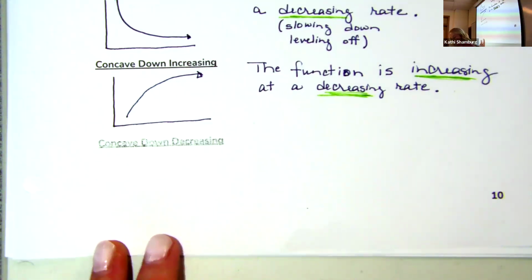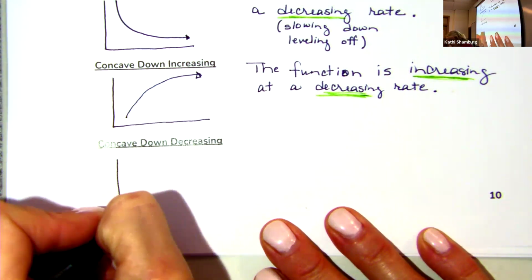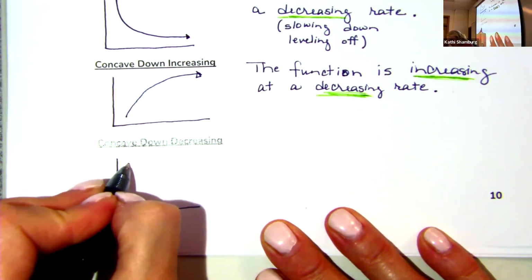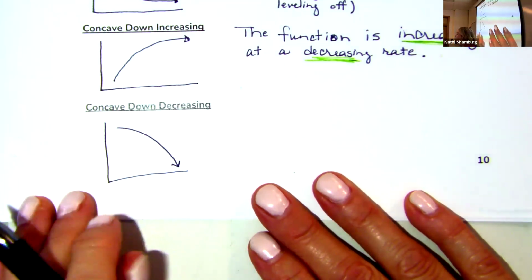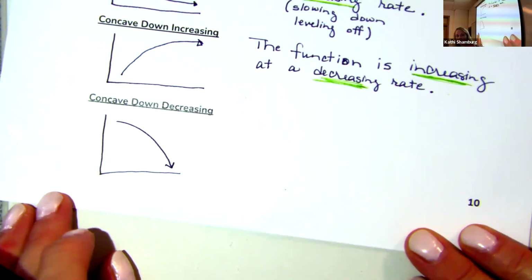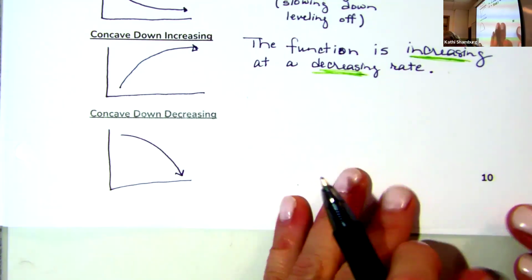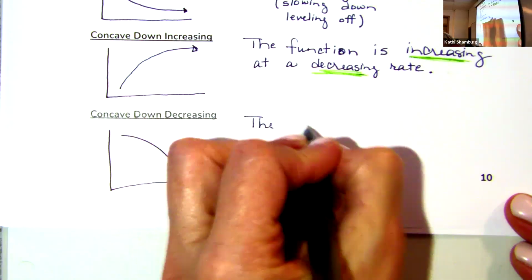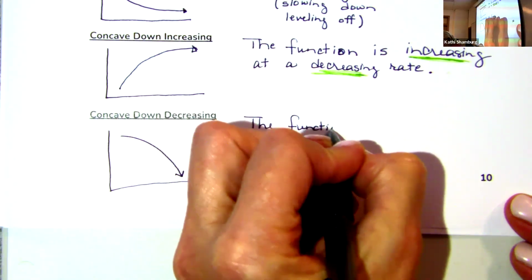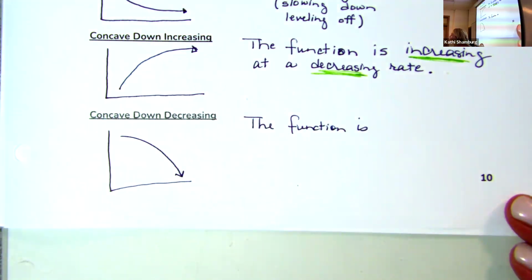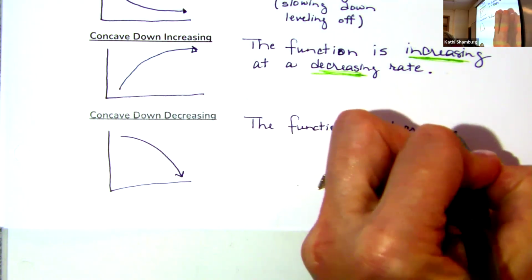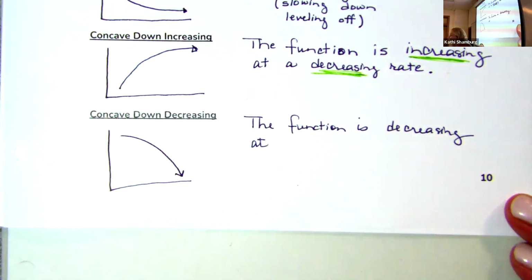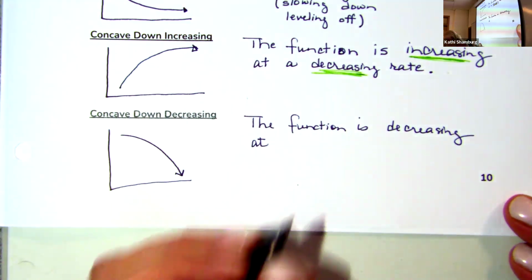All right, then the last one, it's concave down, decreasing. Oops, my horizontal axis is not very level. Sorry about that. All right, so in this example, the function is what? Decreasing. At what kind of a rate? Increasing, because man, that thing's gonna bottom out.